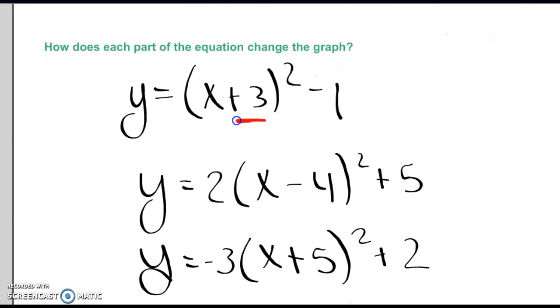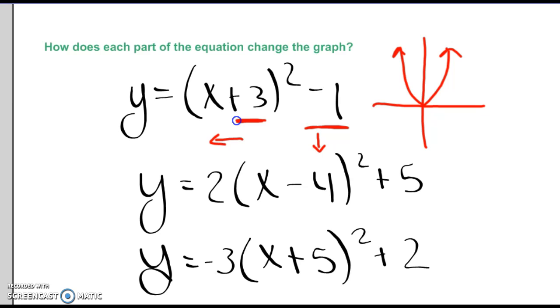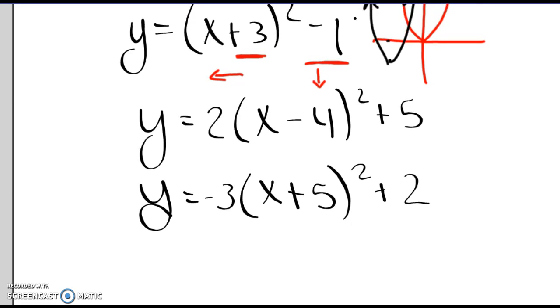We know that this 3 shifts it to the left. Remember, inside the parentheses, shifts left or right. A positive shifts it to the left, and a negative shifts it to the right. This shifts it down. After the parentheses, shifts it up or down. If it's a positive, it goes up. If it's a negative, it goes down. So if this were y equals x squared, this equation here would be shifted to the left 3, down 1. There's my new equation.